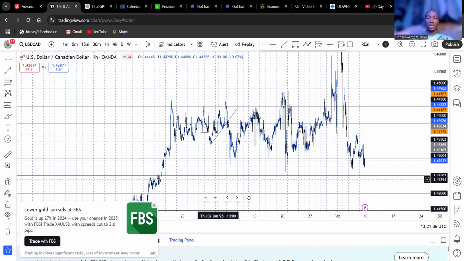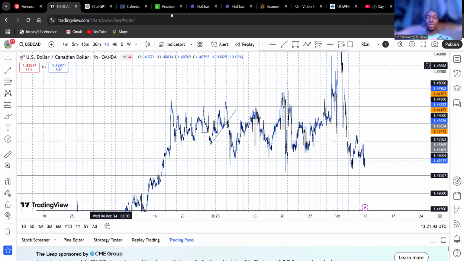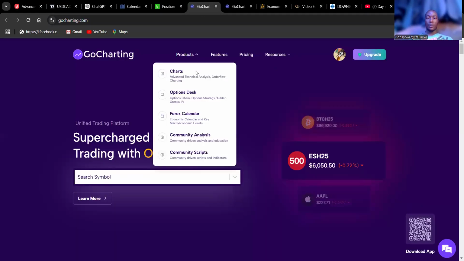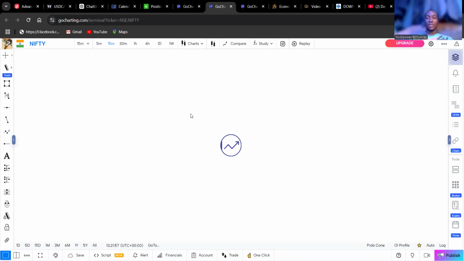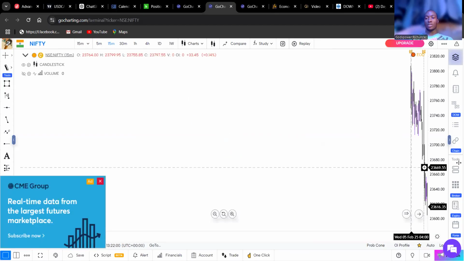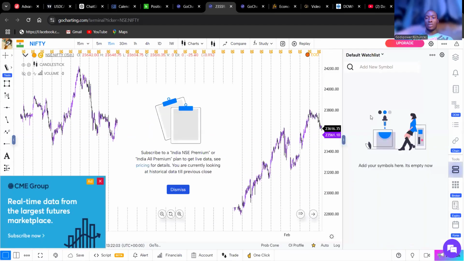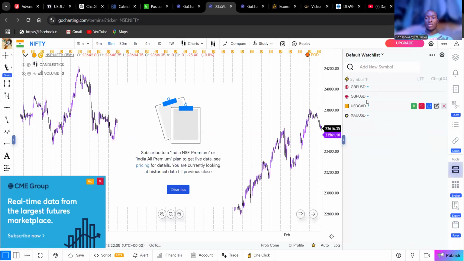Basically, this is another week, and the plan for this week was to just sell USD CAD. So that's just it, sell USD CAD. There was basically no opportunity to sell USD CAD.